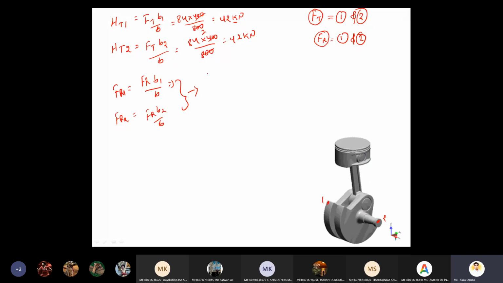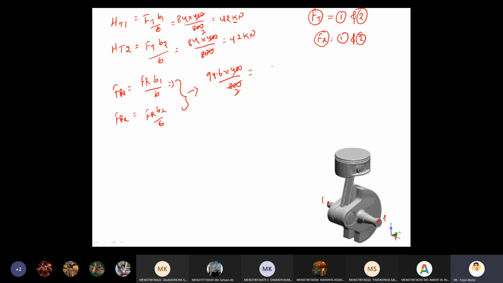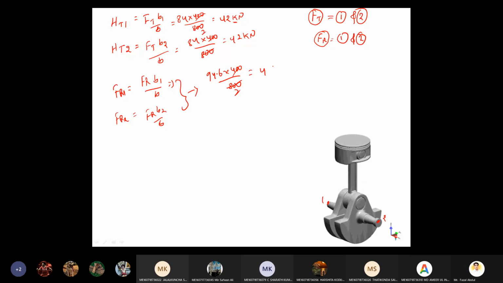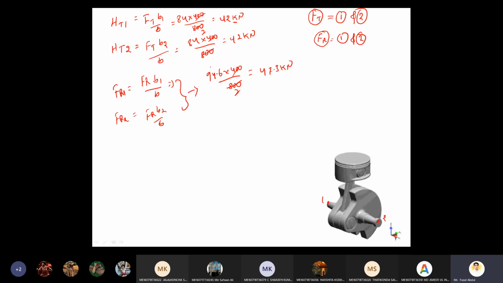So what is this? 94.6 into 400 by 800, that is 94.6 by 2, which means 47.3 kilonewtons. Because Fr is 94.6 kilonewtons, that is the reason I am writing kilonewtons. Now one by one I am calculating the parameters. The first one is the design of the crank pin.